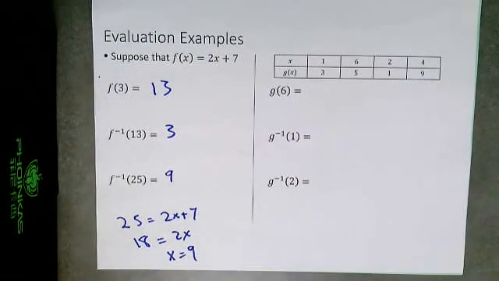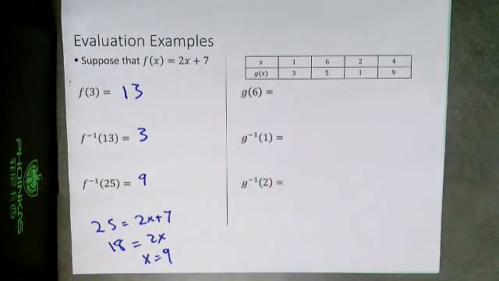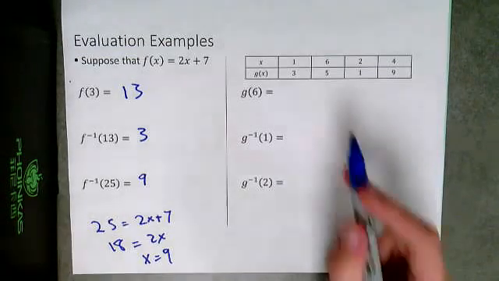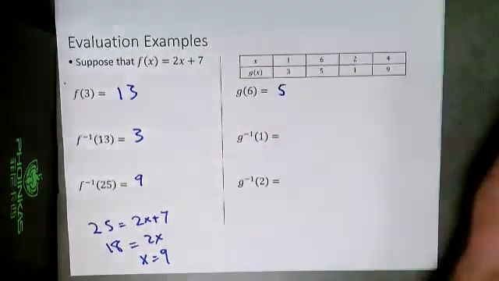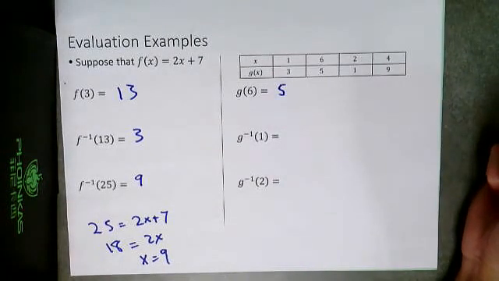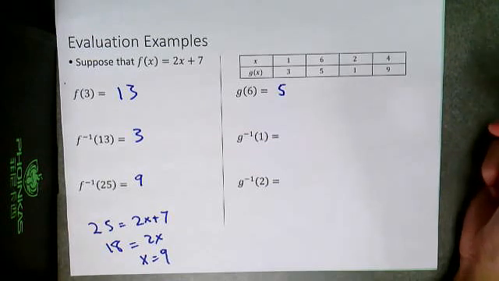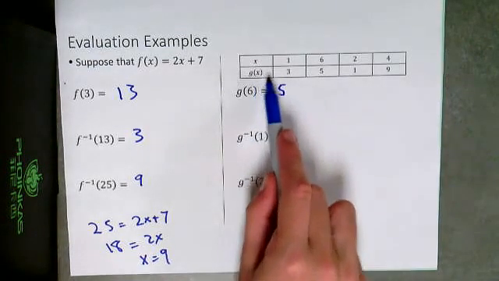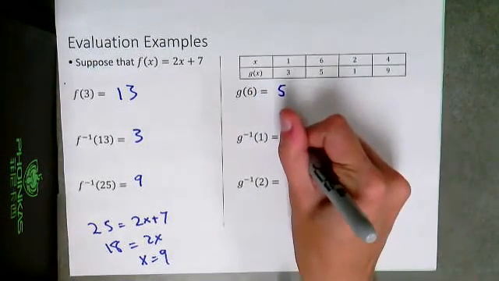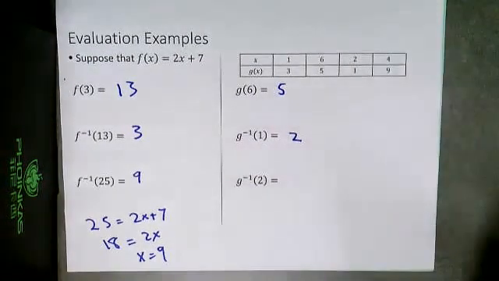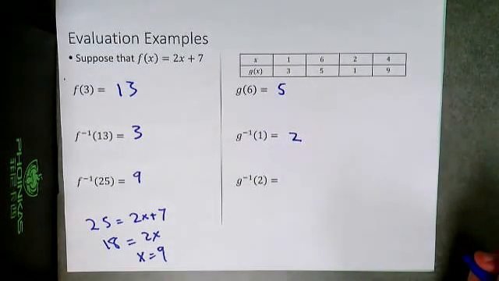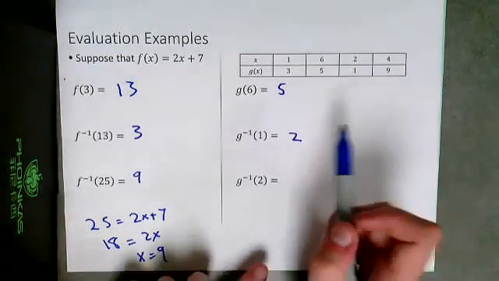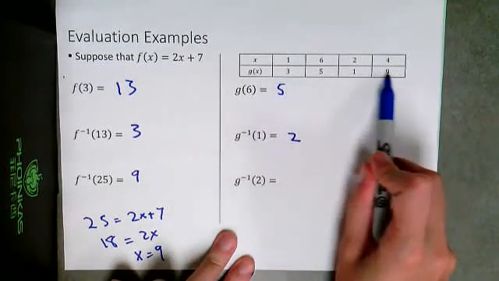All right. Now, what about this table example? G of 6 is going to be 5. G inverse of 1, well, G inverse of 1 is going to be 2. And G inverse of 2, well, that doesn't exist because in the outputs we have no 2 for an output of G of x.